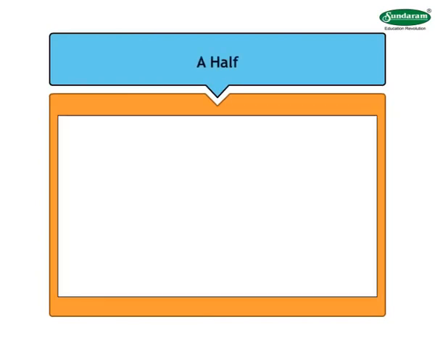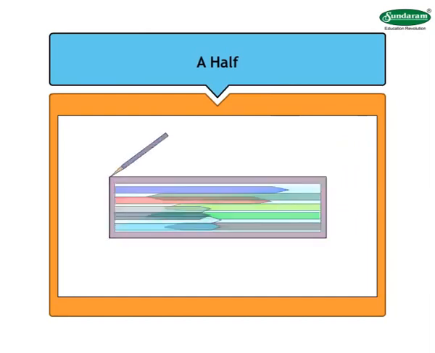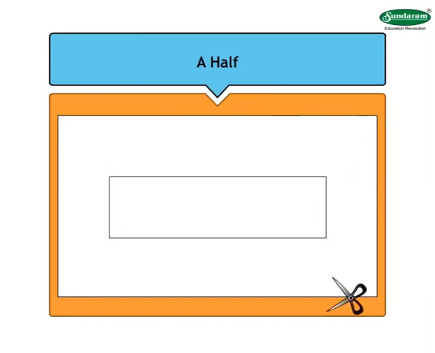We will start with an interesting activity to learn about a half. Take a sheet of paper. Keep a pencil box with a rectangular shape on the paper. Draw the outline of the box. Now, cut over the outline of the rectangle.